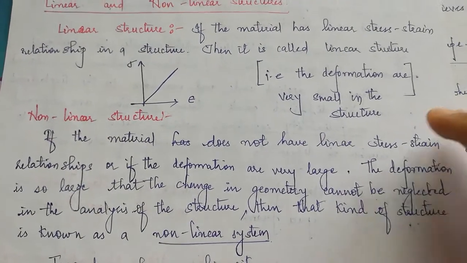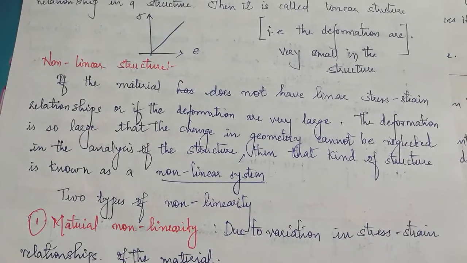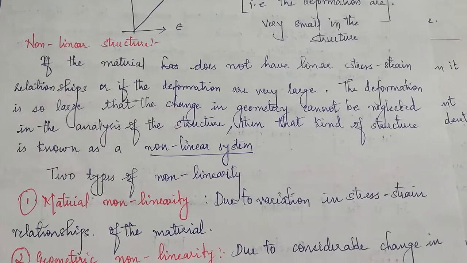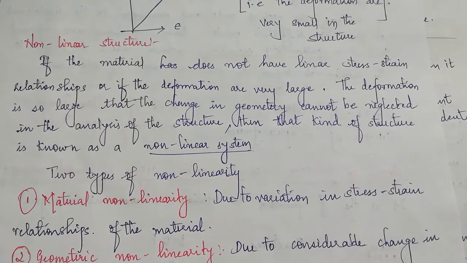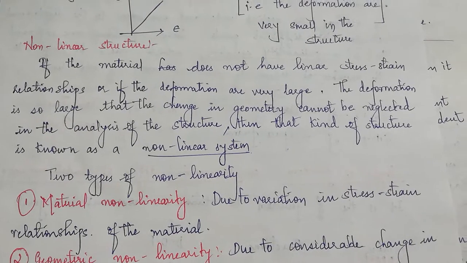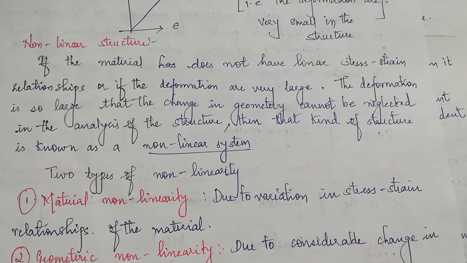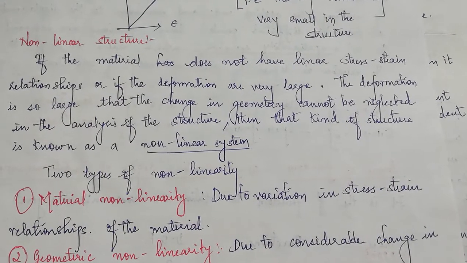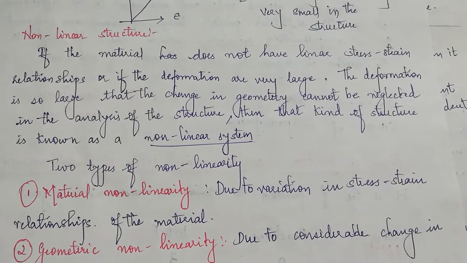Okay. Next, non-linear structure. Non-linear structure means that the deformations are very large and those deformations cannot be brought back into the same geometry. That kind of material is called a non-linear structure. If the material does not have a linear stress-strain relationship, or if the deformation is so large that the change in geometry cannot be neglected in the analysis of the structure, that kind of structure is known as a non-linear system.